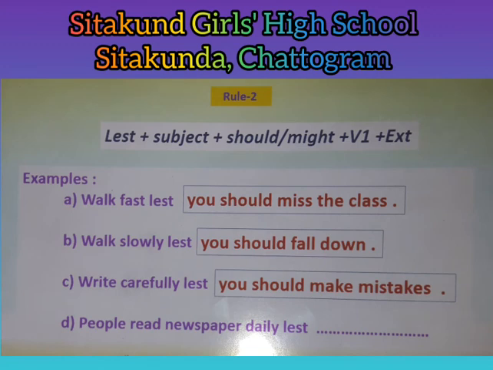And number D: there is a subject, people, but in the above sentences no subject appeared. So: people read newspaper daily lest they should miss any current news. If people don't read newspaper, they cannot get current news. That's why they have to read newspaper: people read newspaper daily lest they should miss any current news.